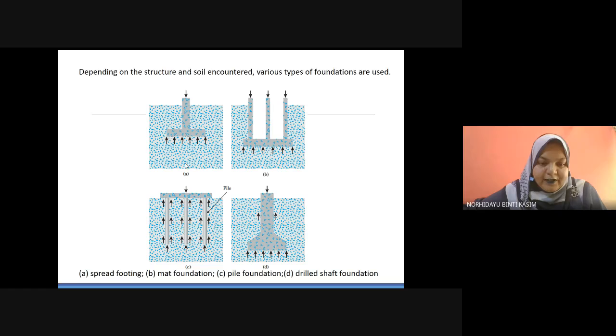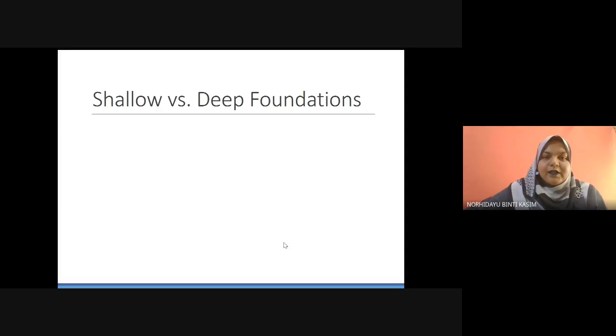So we have spread footing here. And then we have mat foundation. B is mat foundation, and we have pile foundation, meaning that we have pile here. Here is pile, and then we have slab on top of it. Usually we call it pile cap. And then we have drilled shaft foundation.